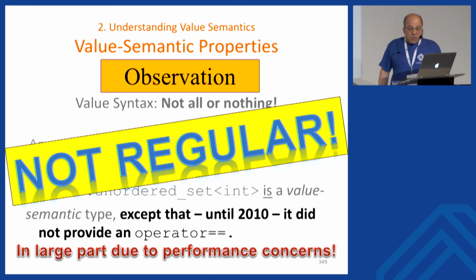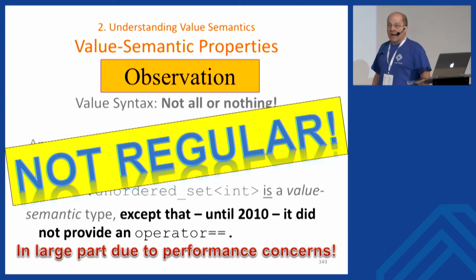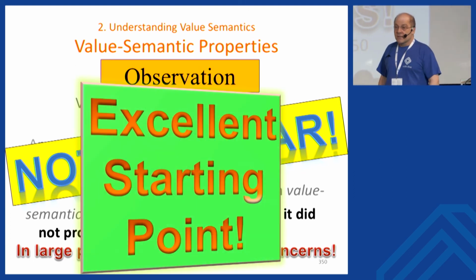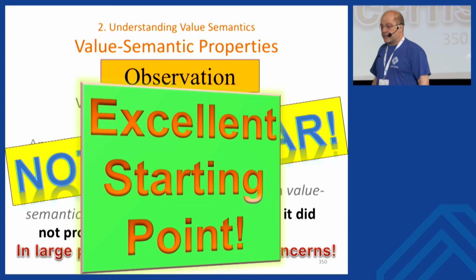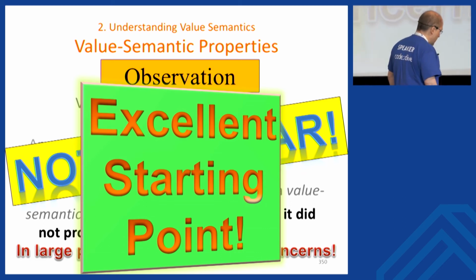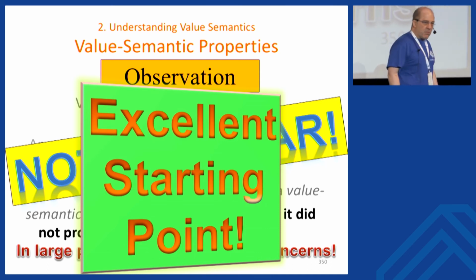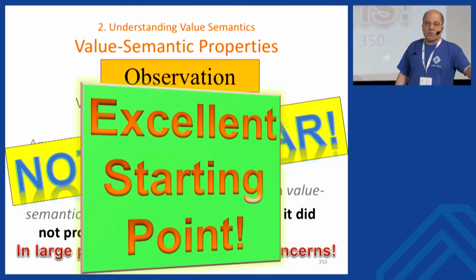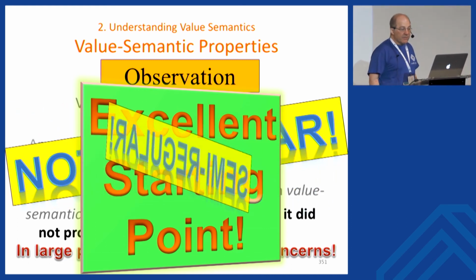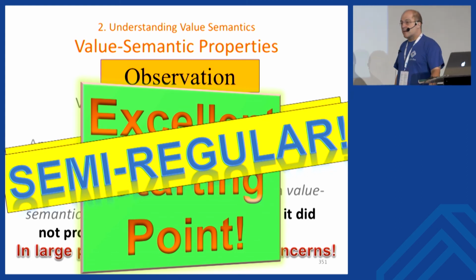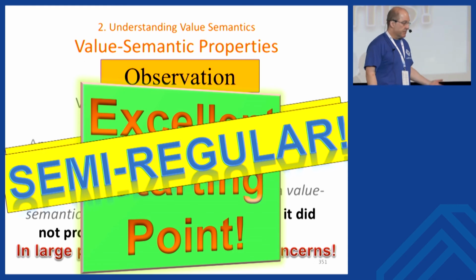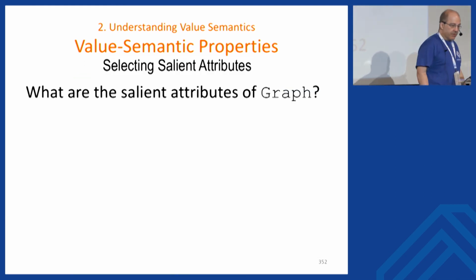All right. So if you don't have an operator double equals, it's not regular. But it's an excellent starting point. So if I have something that's not regular, but I say it's regular, but it doesn't have an operator double equals, well, it's like saying, okay, I have a zebra, but it doesn't have stripes. Okay, it's a horse. Got it. So the name for this is semi-regular. If it doesn't have an operator double equals, but everything else is working, it's semi-regular. And that's Stepanov's terminology, and so we'll go with that.